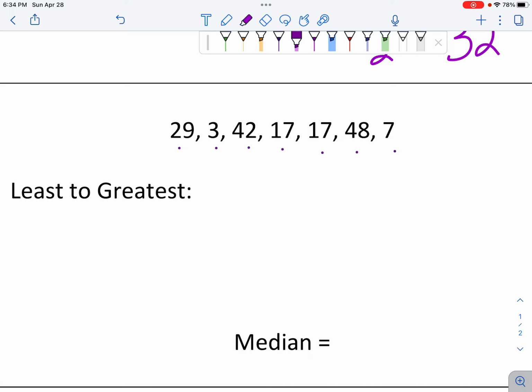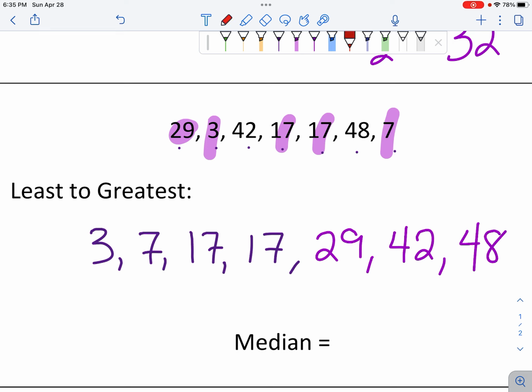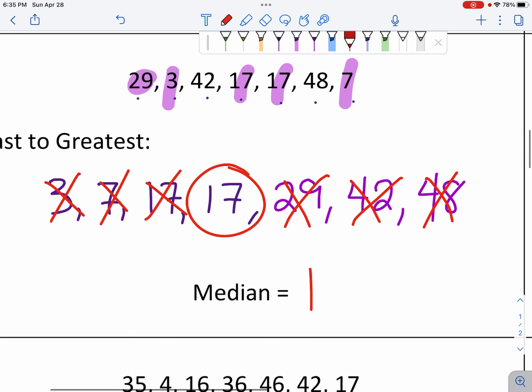Now we need to write them in order from least to greatest. So there's a 3. Then there's a 7. Then 17 twice. And then 29, and then 42, and 48. Okay, smallest, biggest, smallest, biggest, smallest, biggest, leftover. Then the median is 17.